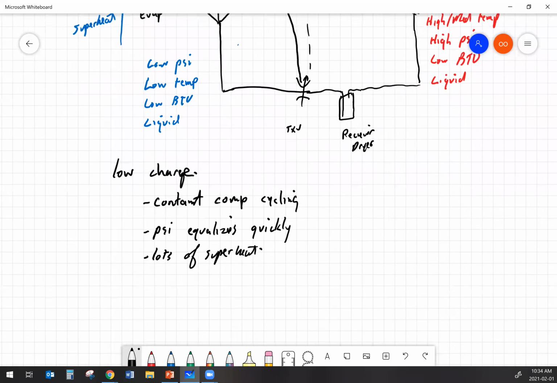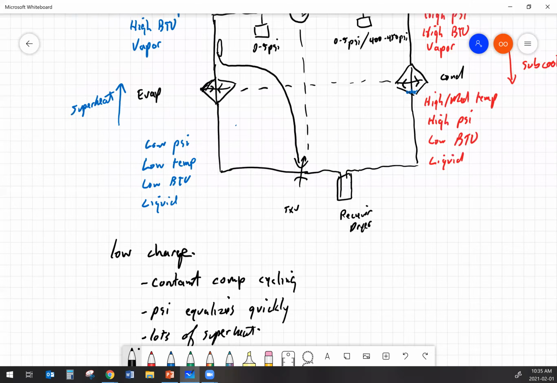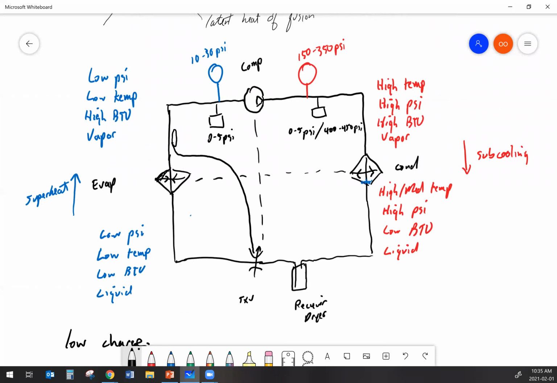All right. And when you got a low charge, you may have normal or low static pressures. Okay, when we're talking about static pressures, we're talking about what are your high and low gauges reading when you first walk up to a machine and you clip your gauges on and just see what pressures are in the air conditioning system. If your pressures are appropriate, all that means is there's some liquid in the system. It doesn't necessarily mean there's enough liquid in the system.